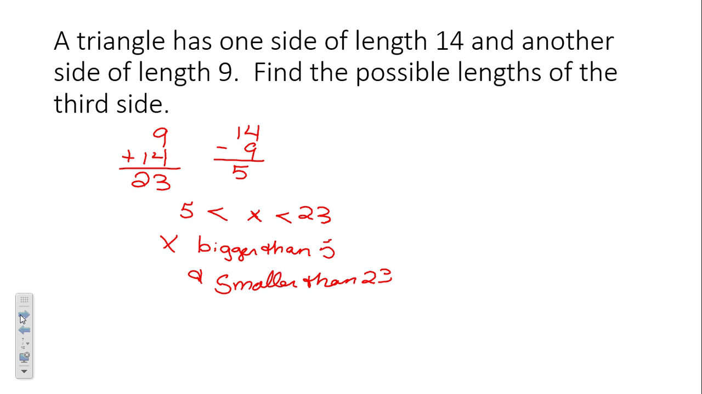But isn't this simpler to write? And remember that when you have a greater than or less than symbol, it always wants to eat the bigger thing, right? So x is bigger than the 5. It's trying to get the bigger guy. And it's smaller than the 23 because it's trying to get the bigger guy.